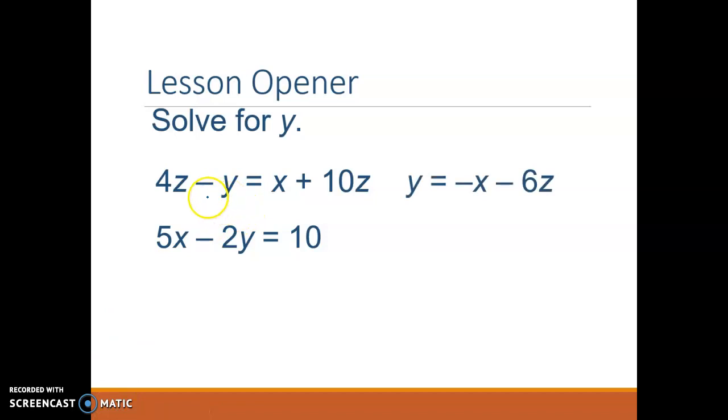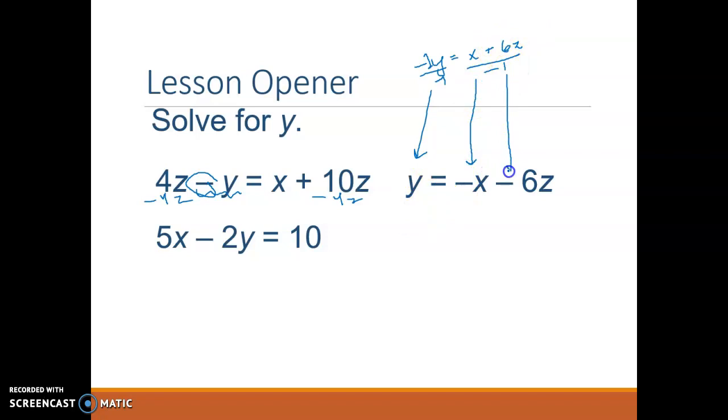All right, so in the first one, when I solve for y, what I end up with is negative y equals x plus 6z. But I don't want a negative y. I want y to be positive, and the way I get rid of this negative 1 here is divide by negative 1. I've got to do that to the other side. And negative 1y divided by negative 1 is y. Negative x divided by negative 1 is x, wait, x divided by negative 1 is negative x. And 6z divided by negative 1 is negative 6z. So that's how all those signs got changed.